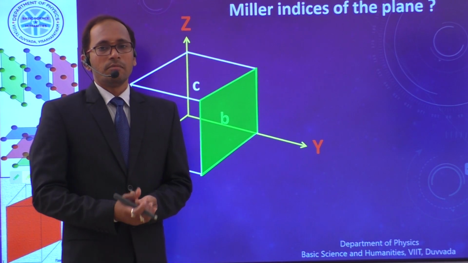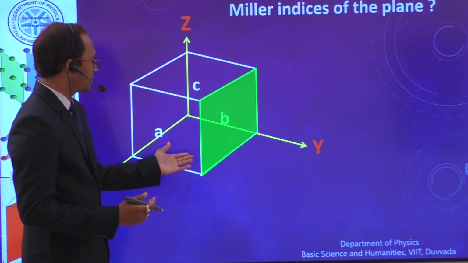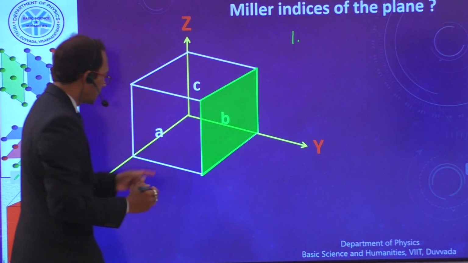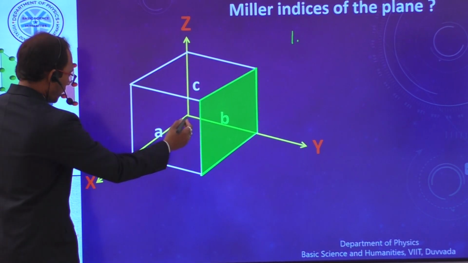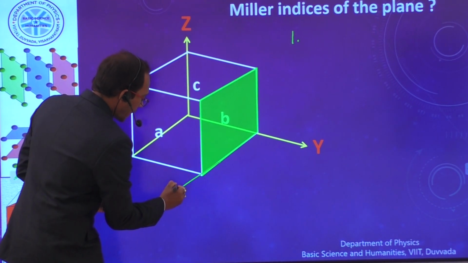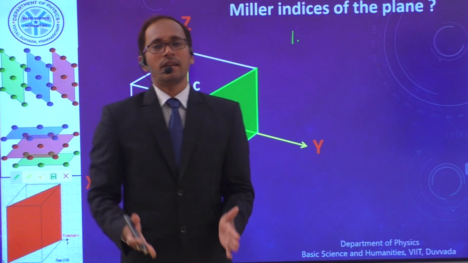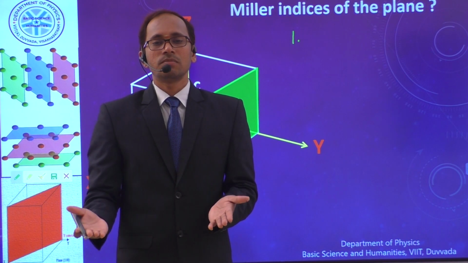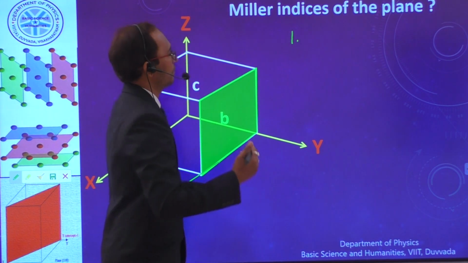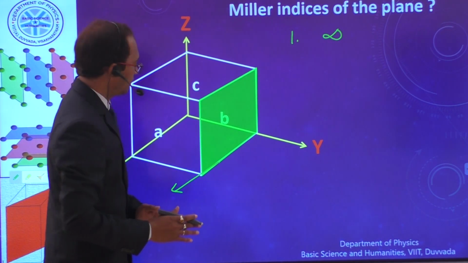Okay, let us find the Miller indices of this plane. In the first step, we have to find the intercepts. It doesn't touch anywhere on the x-axis. That means this plane is parallel to the x-axis. When a plane is parallel and not touching, according to the Miller important features, you have to take the intercept as infinity. It is not 0, it is infinity.